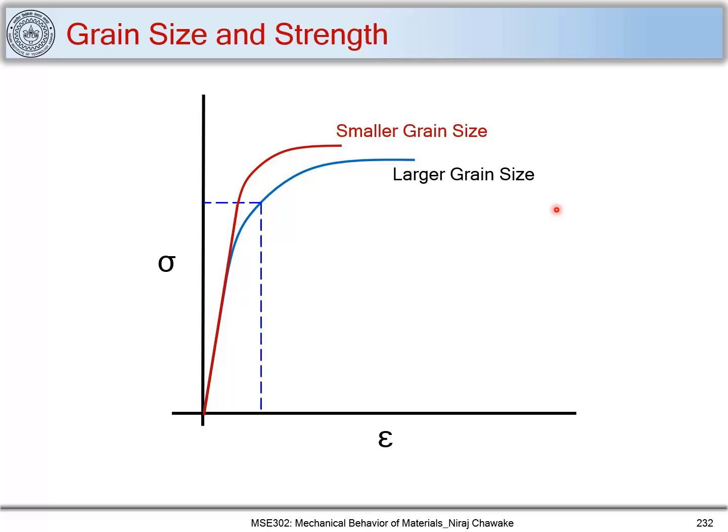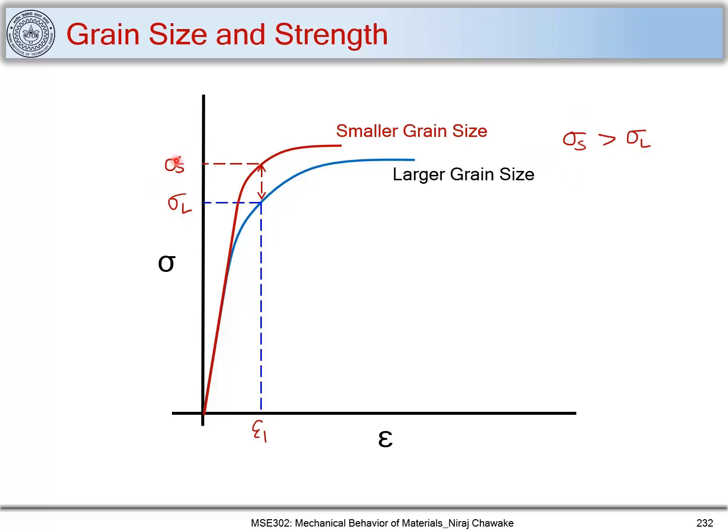Now let's see a smaller grain size material. What you can see is that the strength has increased for the smaller grain size material. So you see an increase in the strength because of the decrease in the grain size. Let's say I deform the material to epsilon 1 for both cases. You need a higher amount of stress. Let me mark here: for larger grain size you need sigma L, and for smaller grain size you need sigma S. So here sigma S is greater than sigma L.